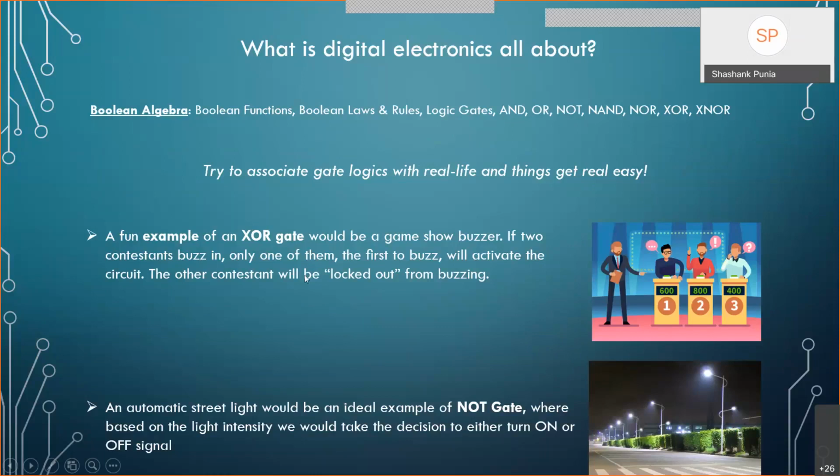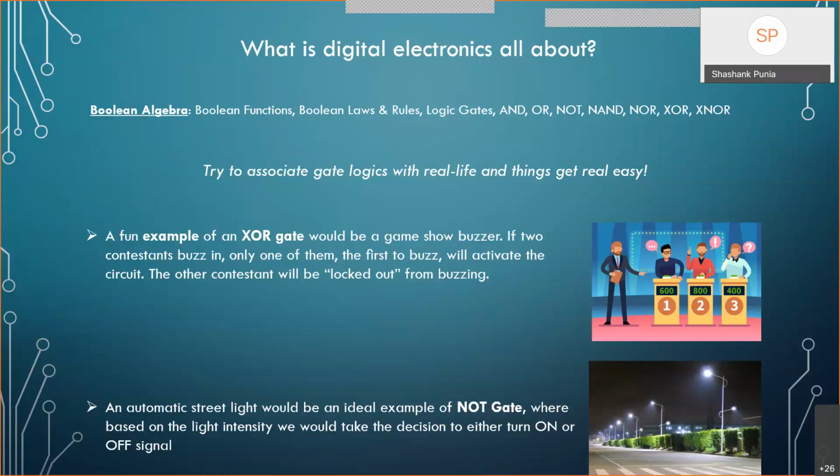For an XOR gate, you can think of it like a buzzer game. Imagine there are two contestants here, and you want to select only one contestant. That's the whole essence of XOR: only one should be allowed, and otherwise if both press, it's locked out. Both of them are not counted.